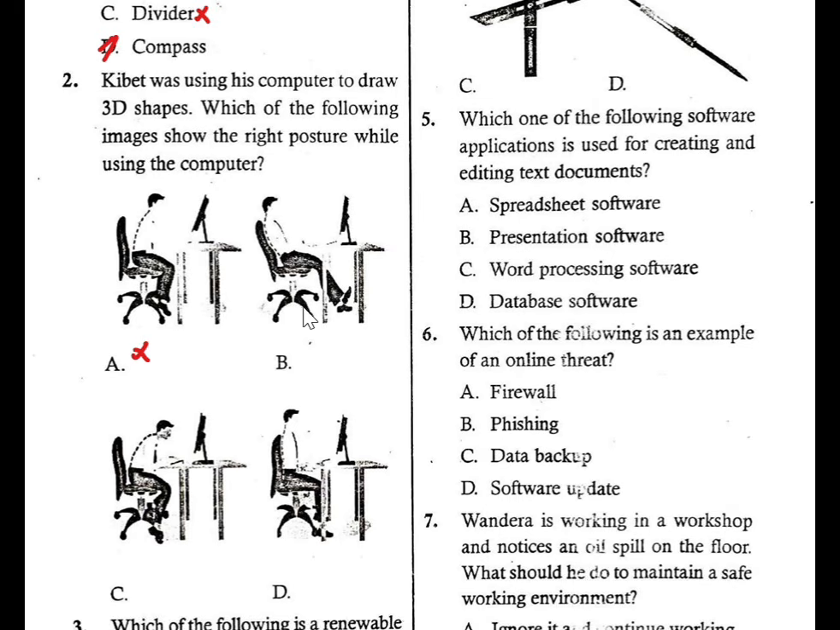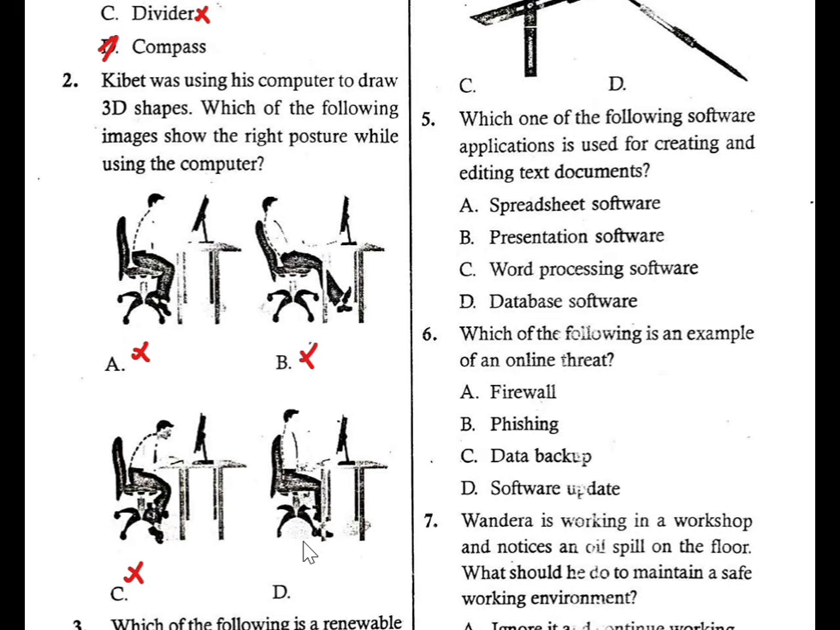What about B? Ukiangalia B, lean back excessively. Therefore, this one is not the correct posture. Even C. So this one, I may lean forward over the desk, which strains the neck and also the spine. Therefore, it is not C. Therefore, the correct and the appropriate posture, it is D. Number 2, the answer is D.